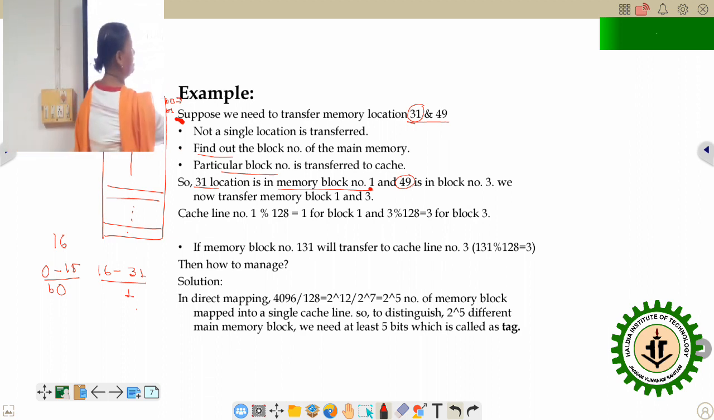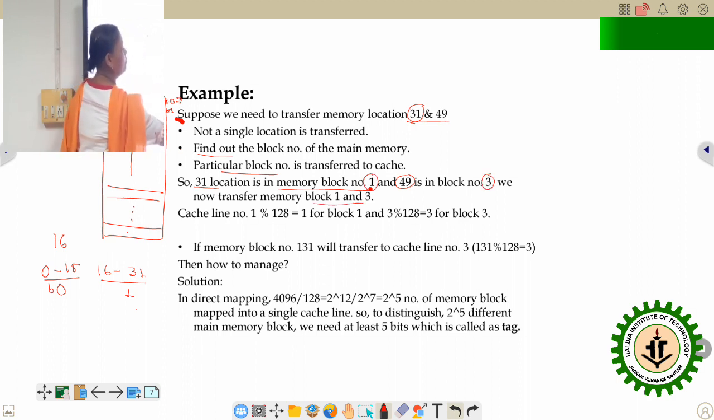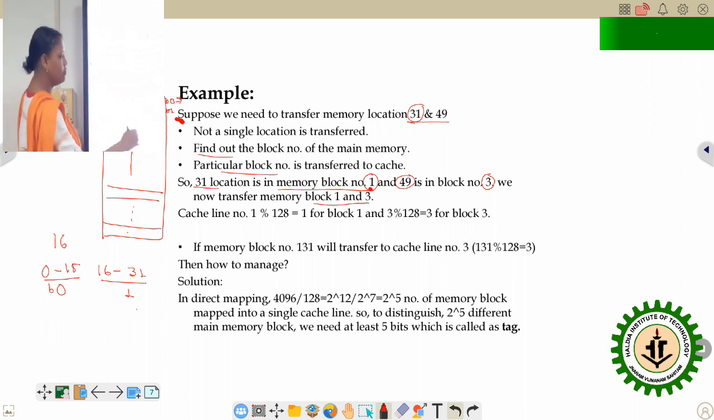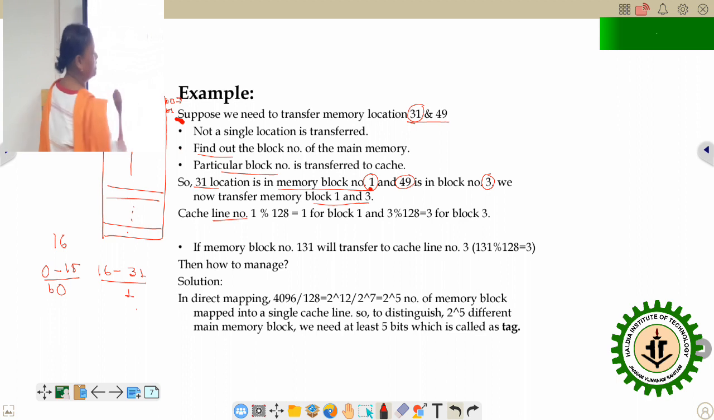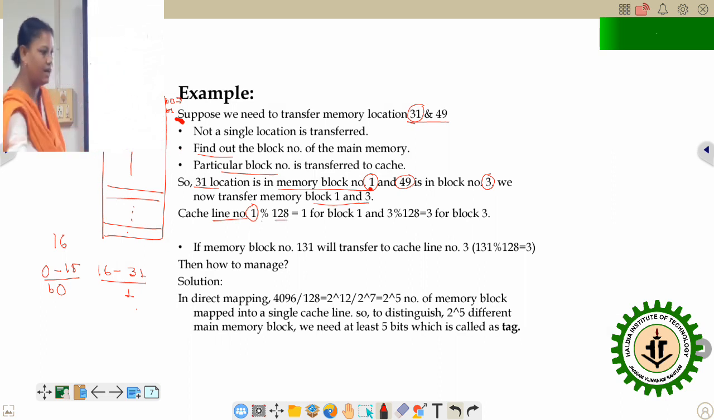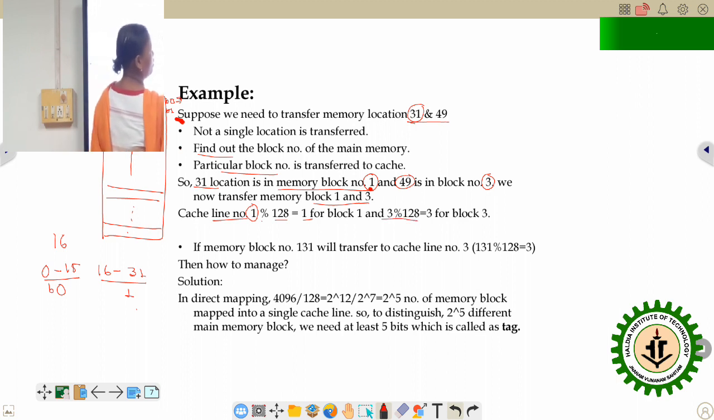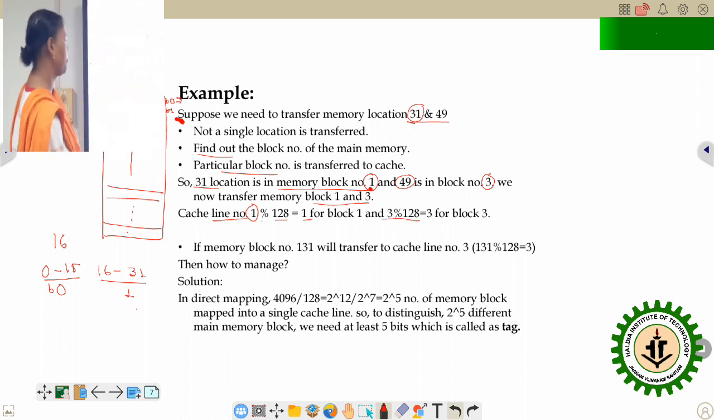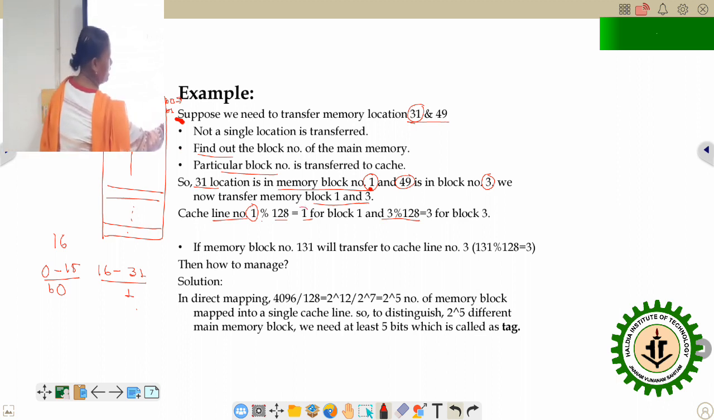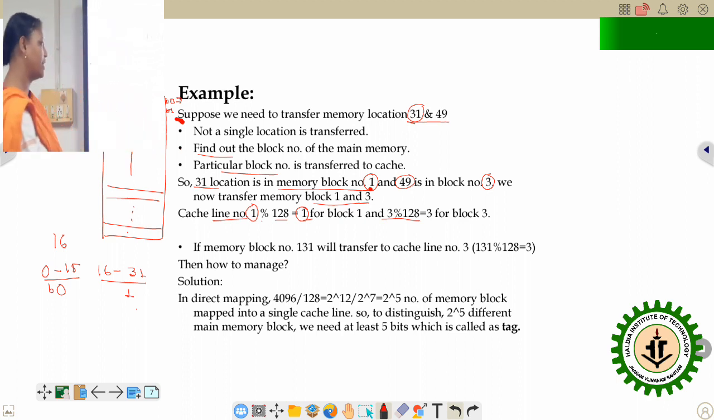Now our target is block number 1 and block number 3, which we need to transfer from main memory to the cache. So now, using the formula, how to calculate the cache line number? Cache line number is the block number modulo 128, the number of blocks present in the cache. So 1 modulo 128 returns 1, and 3 modulo 128 also returns 3. In this way block 1 goes to line 1, and block 3 goes to line number 3 of the cache.